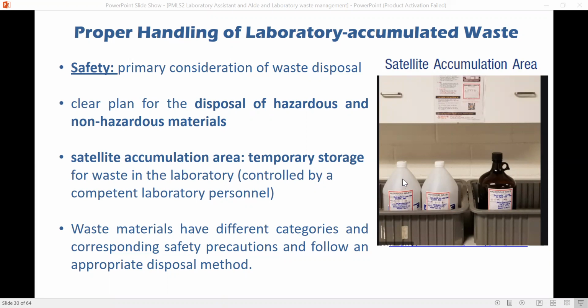Dapat alam niya, usually laboratory aide, kung ano yung dapat magkakasama na reagents, na wastes in one container. Hindi pwedeng magkasama-sama yung mga waste na yan. So may pangalan na. Waste materials have different categories and corresponding safety precautions, and follow an appropriate disposal method.